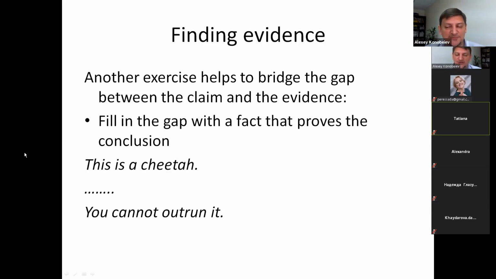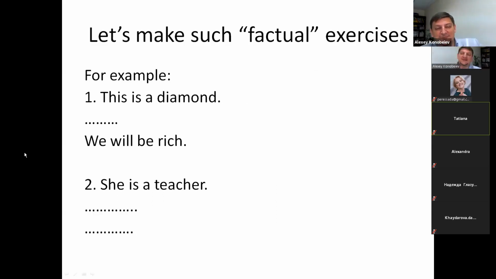Now, we don't use the preposition. We need a sentence, like, for example, so why can't you outrun a cheetah? It runs 100 kilometers per hour. So can we put it like this? This is the cheetah. The cheetah is the fastest animal in the world. You cannot outrun it. Yes, it's the fastest animal. That's right. Let's take a look at some more examples like this.